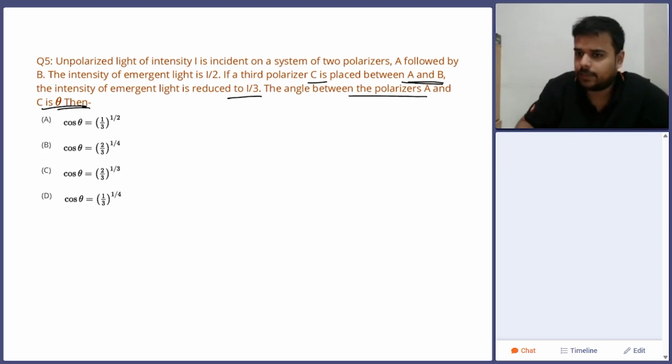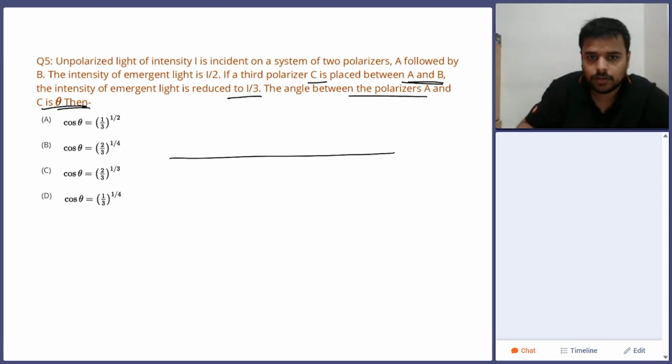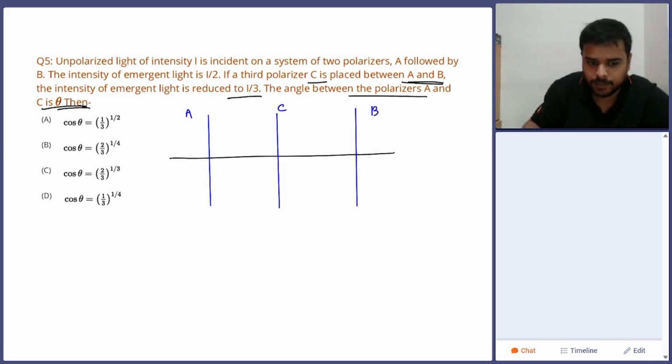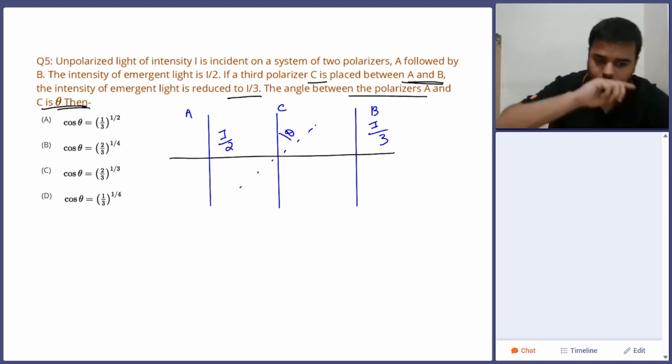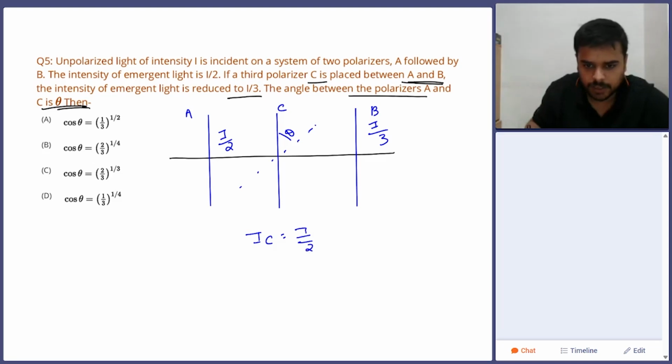Suppose it is already given that the angle between A and C is theta. If we draw the diagram, suppose this is our polarizer A, this is polarizer C, this is polarizer B. So A, C and B. And here it is I by 2 and here it is I by 3. And suppose this angle is theta. So IC will be equal to I by 2 cos square theta. That is very sure.